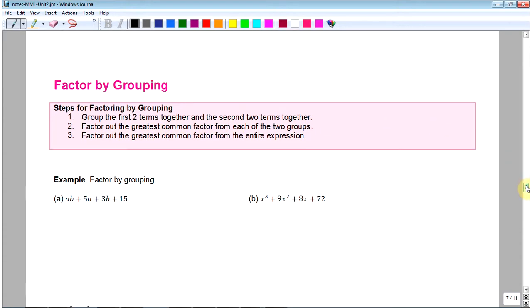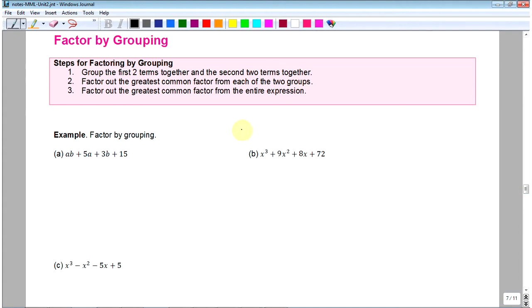So doing it will make a lot more sense than talking through it in words. So let's start with our first example. So to factor by grouping, I'm going to group my first 2 terms together and my last 2 terms. In my first 2 terms, the greatest common factor is a. So I'm going to factor that out. And what do we have left? It looks like we'll have a b plus 5 left in parentheses.